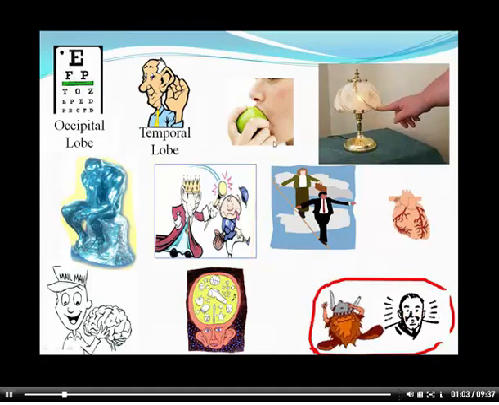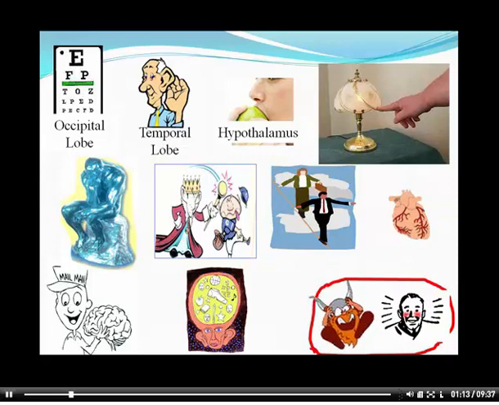Here you have a person eating. So this is the hypothalamus because the hypothalamus has a nuclei in it responsible for controlling feeding behavior. It also has a nuclei for sexual behavior, drinking behavior, regulating body temperature. It controls the autonomic nervous system. It also controls the pituitary gland. So there's a lot of different things that the hypothalamus does. I just picked eating as one of them.